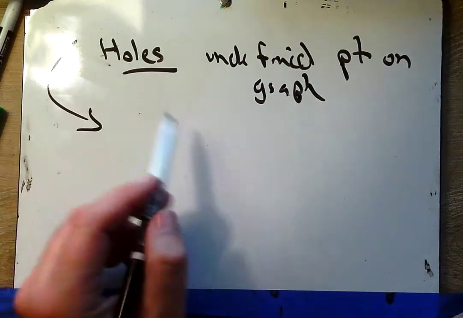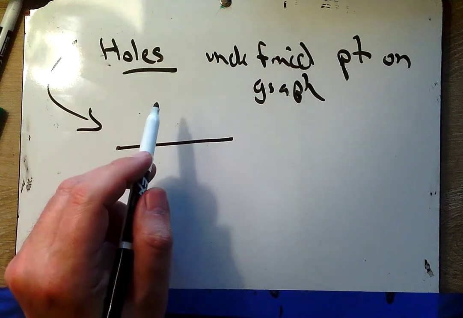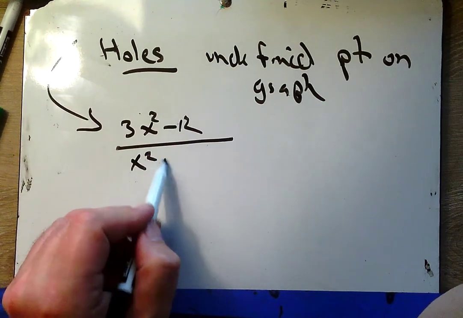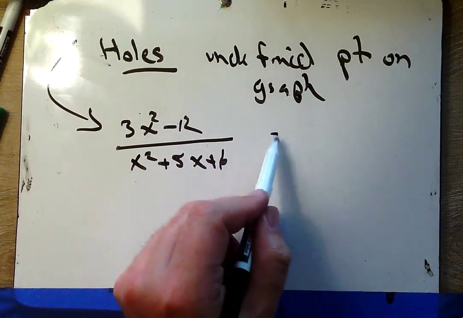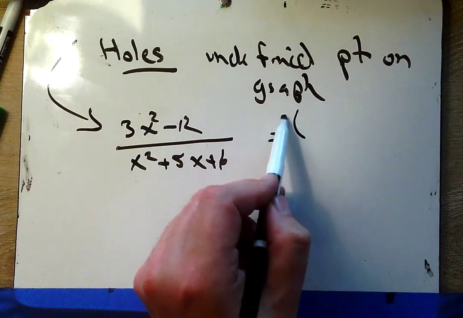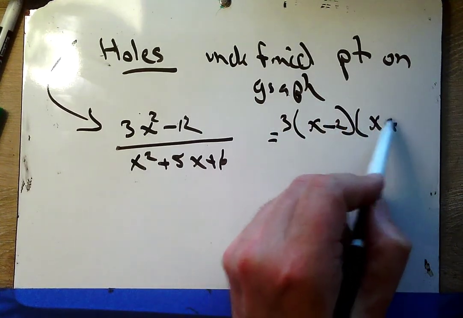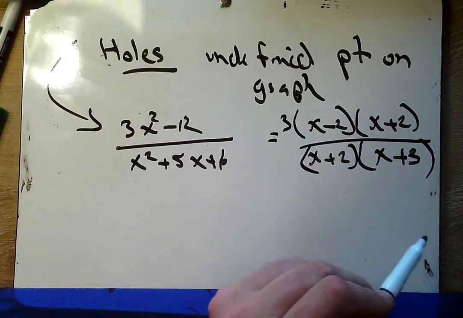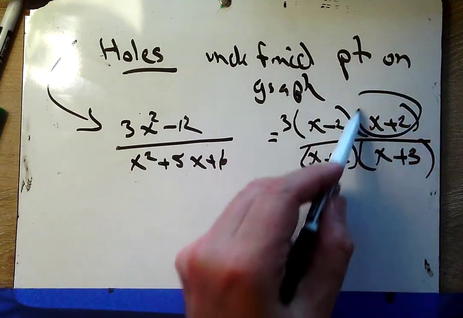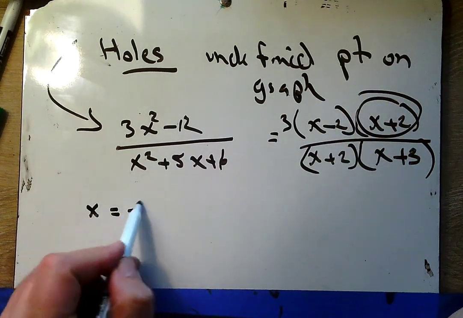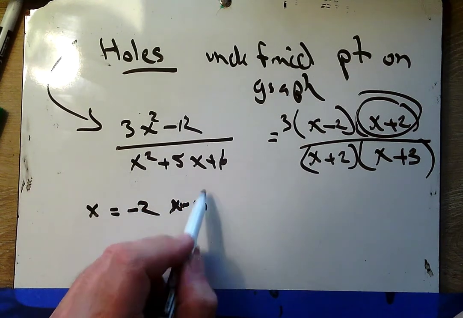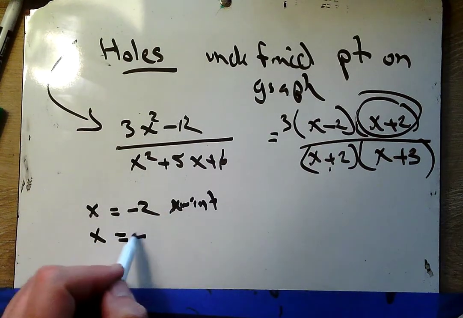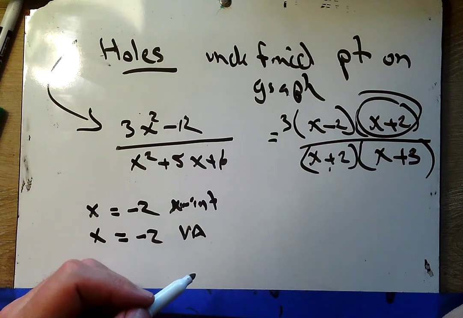How does that work here? Let's take a look. Let's imagine that I've got something like 3x squared minus 12 on top, and x squared plus 5x plus 6 on the bottom. Now, when we factor this, we have 3 times (x minus 2)(x plus 2) on top, and on the bottom, (x plus 2)(x plus 3). Now, look, set the top equal to 0. I get x equals negative 2 as an x-intercept. I set the bottom factors equal to 0, and I get x equals negative 2 is a vertical asymptote.